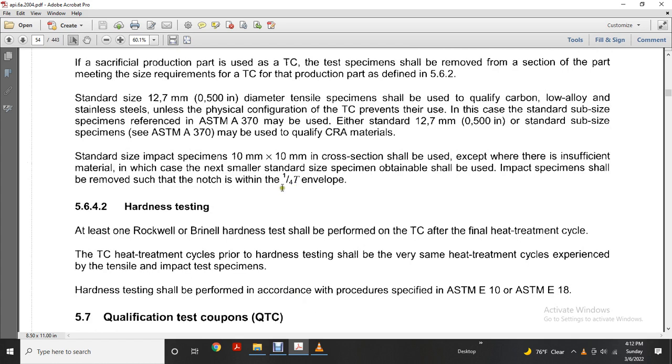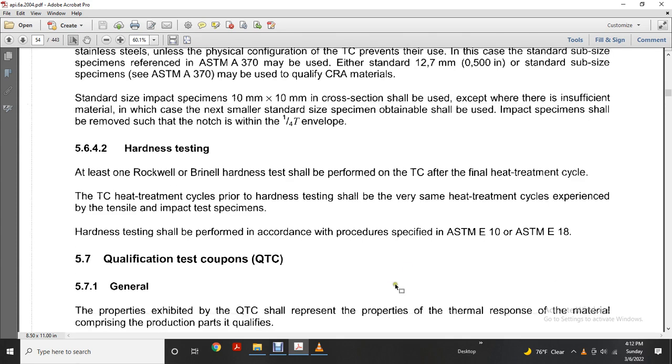Or at least one Rockwell or Brinell hardness test shall be performed with the test coupon after the final heat treatment cycle of the test coupon. The heat treatment cycle prior to hardness testing shall be the very same heat treatment cycle experienced by the tensile and impact test specimens. Hardness tests shall be performed in accordance with procedures specified by ASTM E10 and ASTM E18.